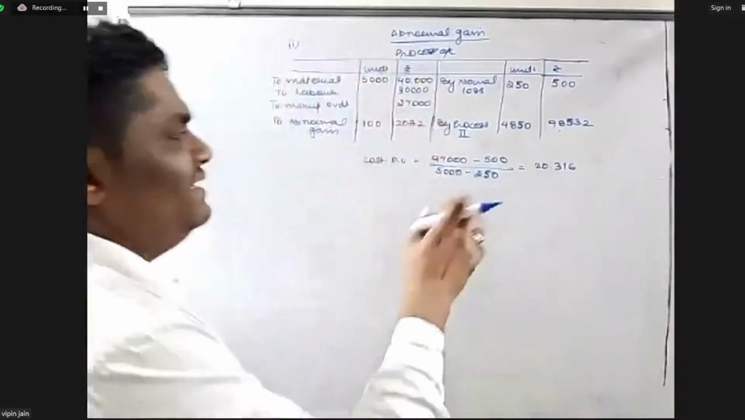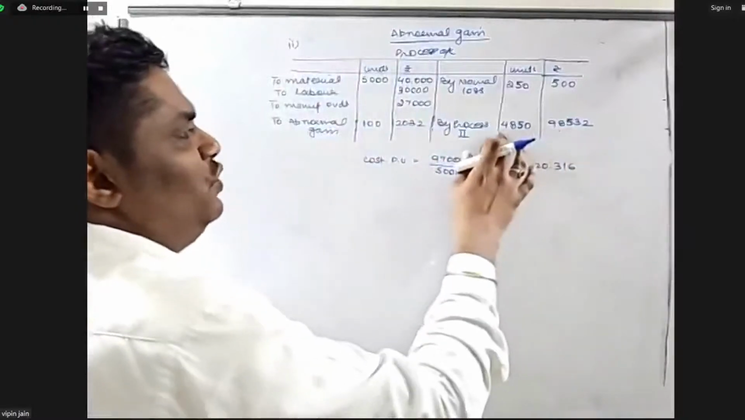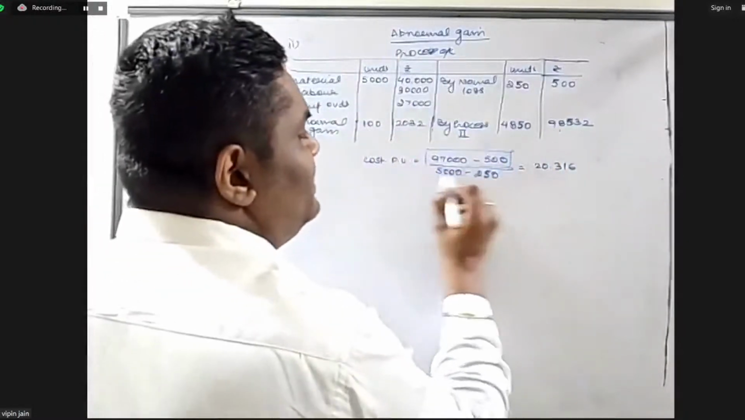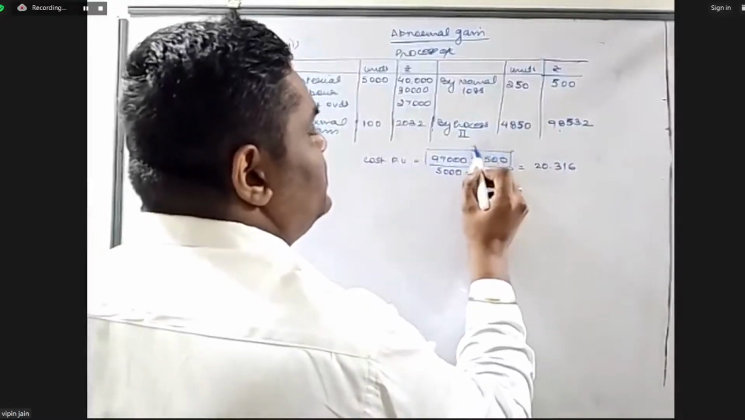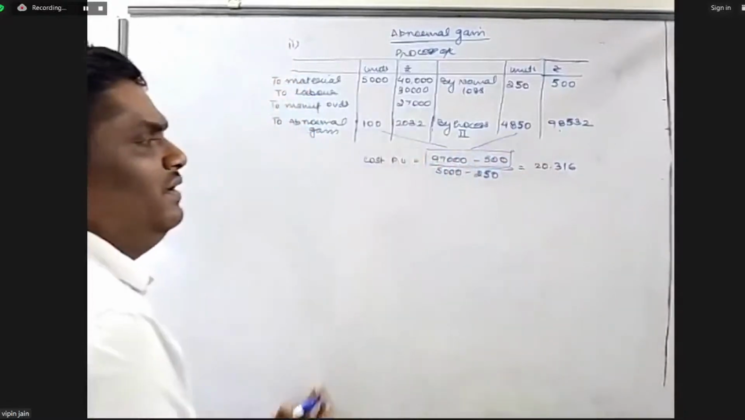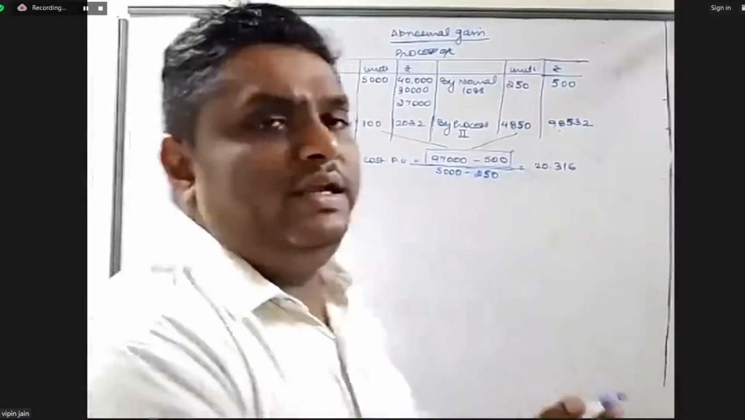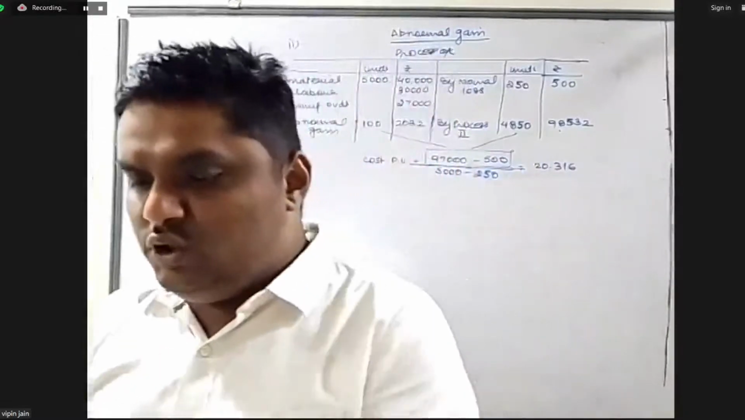Again, we are distributing 96,500 in the ratio of 4850 is to 200. That's it. If you guys have any doubts in this part, you guys can please post your query.